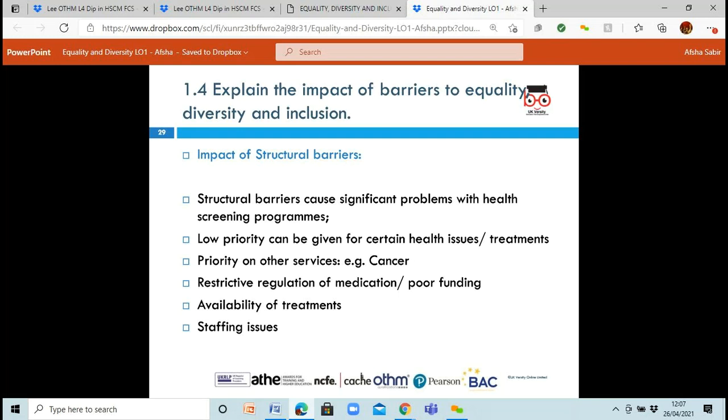There might be an availability of treatment. So a treatment might be available, but you might not get an appointment for a very long time, or there might be a limited amount of people that can actually get that treatment. And then again, another structural barrier is staffing issues. You might not have enough people on the floor to work.